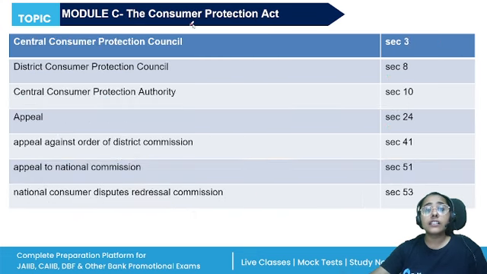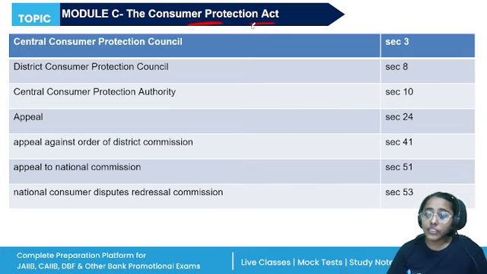Then we have the Consumer Protection Act, which is again an important Act of 2019. Section 3 talks about the Central Consumer Protection Council. Apart from the Central Consumer Protection Council, we also have the State and District Consumer Protection Councils. These are sections 3, 4, and 5. The working and objectives are given here.